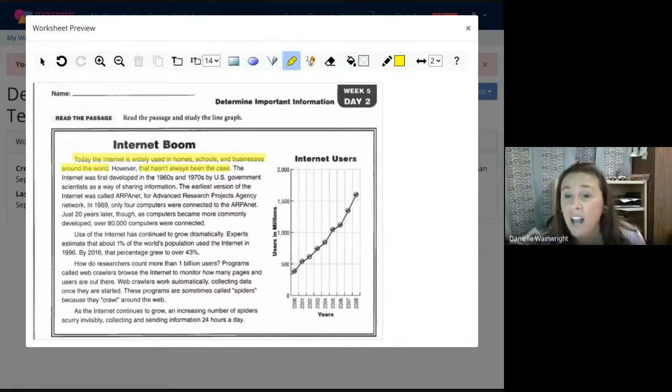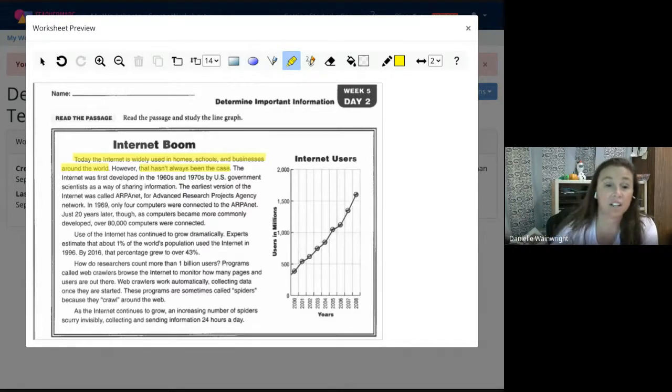Now, as we go on, we're going to draw lines through information that is unnecessary or unimportant or repetitive. And then we'll go through the last stage. I'll tell you what the last stage is. So the internet was first developed in the 1960s and 70s by US government scientists as a way of sharing information. Now, that's important. That's interesting information. Here's the deal, though. Is that important? How it was developed, is that important for how it's grown? I would argue that it is not. So I'm going to cross this out.